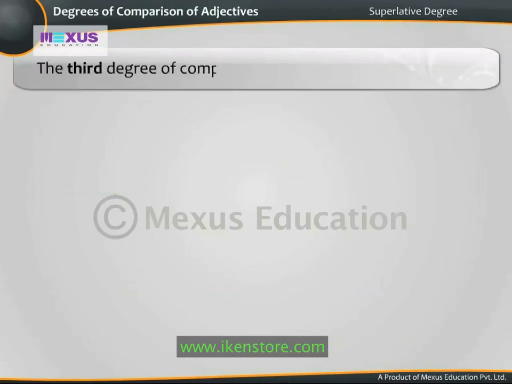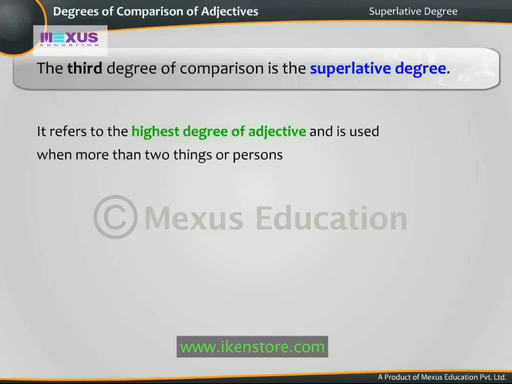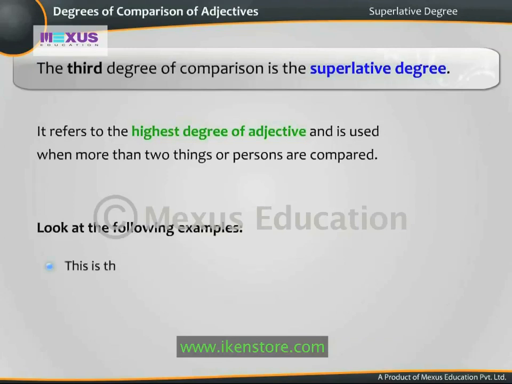The third degree of comparison is the superlative degree. It refers to the highest degree of adjective and is used when more than two things or persons are compared. Consider the following examples. In the first sentence, the adjective largest is used to compare more than two boxes. And in the second sentence, the adjective smartest is used to compare more than two boys. That is, they compare more than two things or two people.